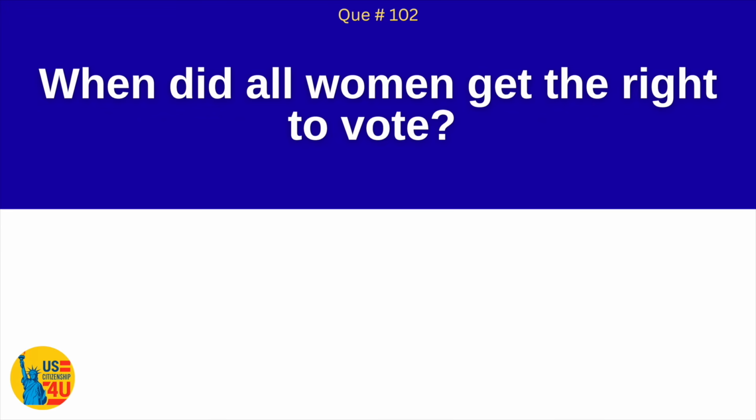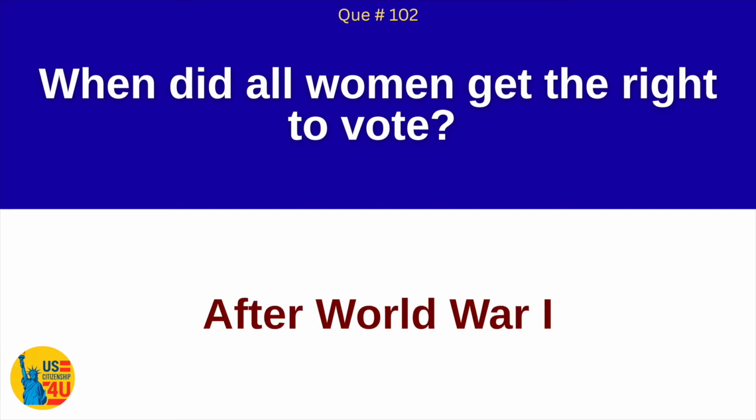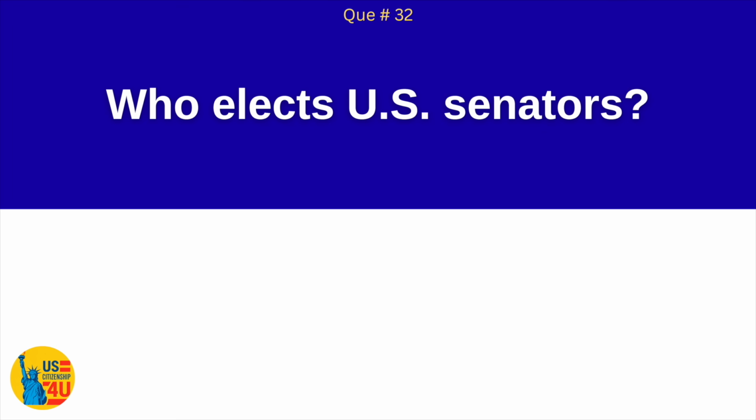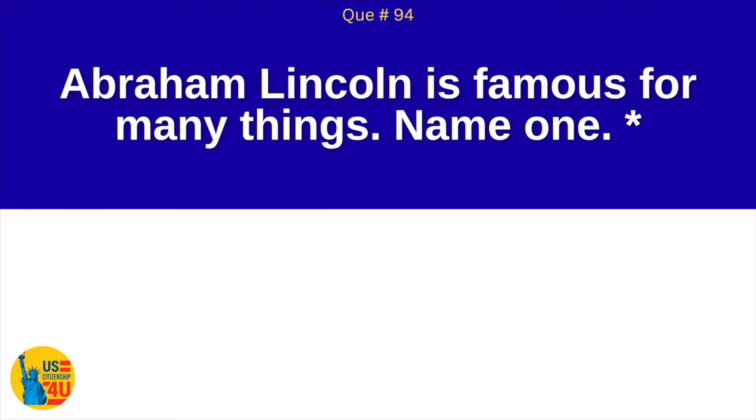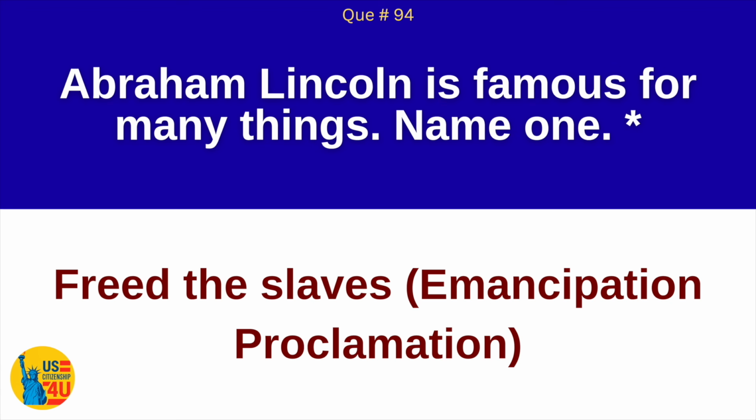When did all women get the right to vote? After World War I. Who elects U.S. senators? Citizens from their state. Abraham Lincoln is famous for many things. Name one. Freed the slaves, Emancipation Proclamation.